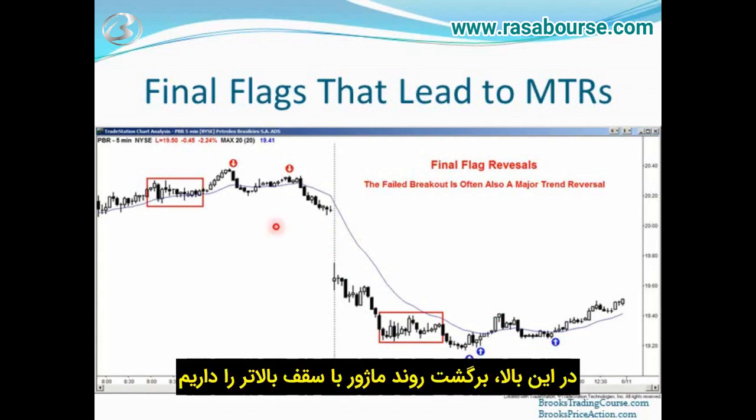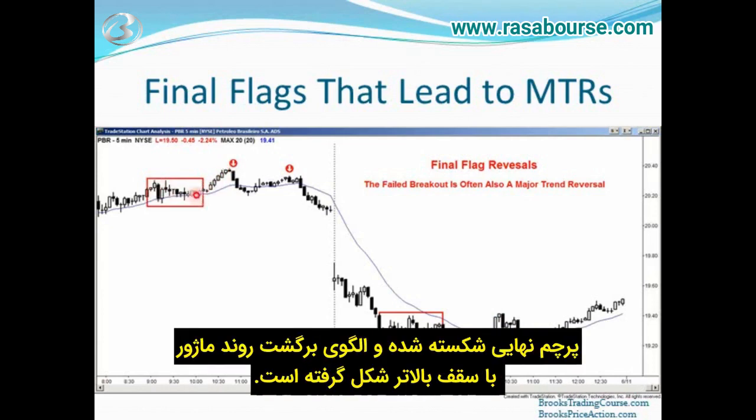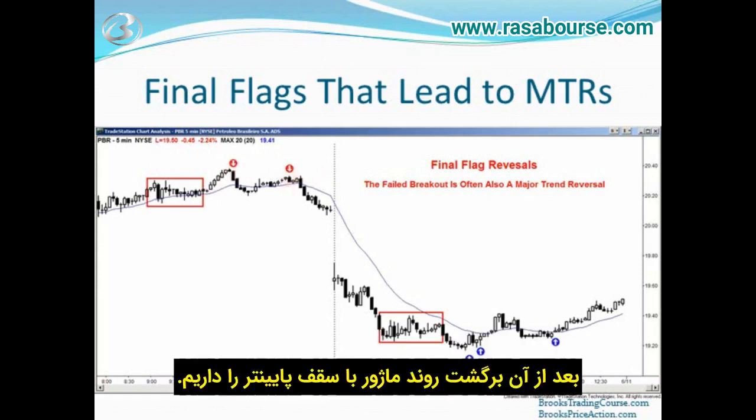And at the top we have a higher high major trend reversal and a final flag reversal. Final flag, a breakout, and it's a higher high major trend reversal, followed by a lower high major trend reversal.